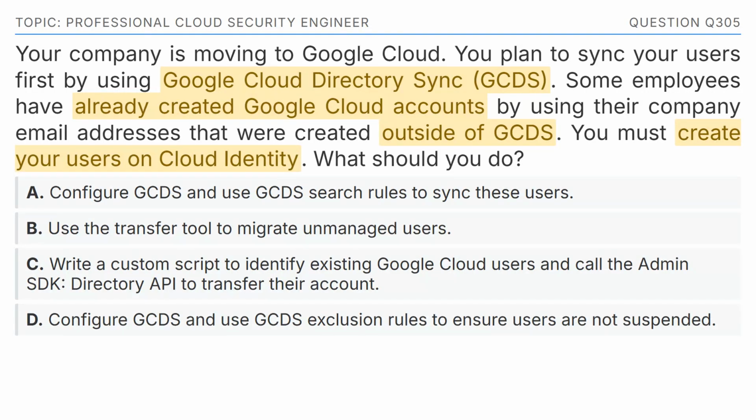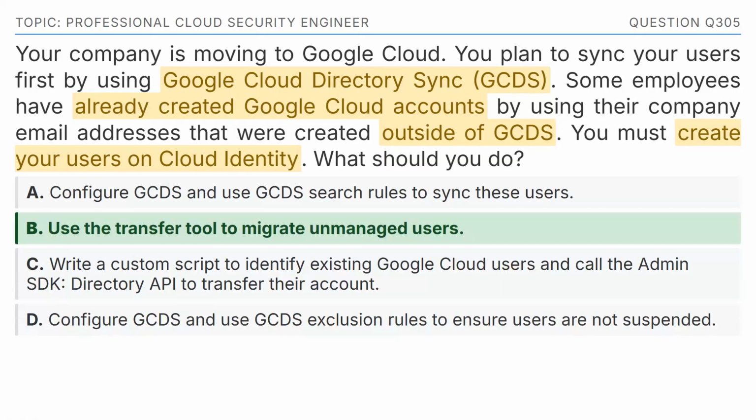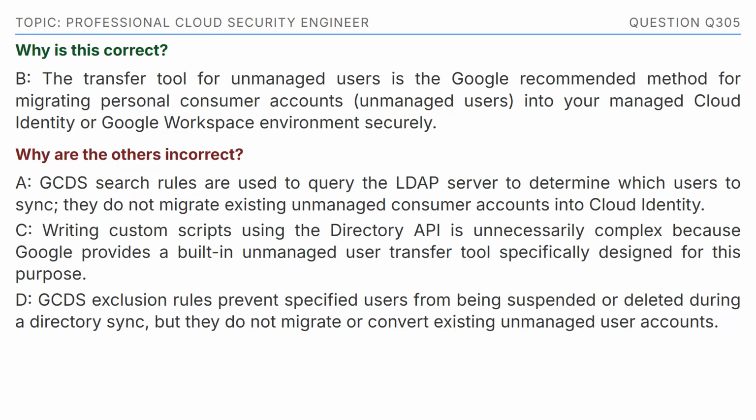To arrive at the correct answer, we focus on the keywords Google Cloud Directory Sync, GCDS, already created Google Cloud accounts outside of GCDS, create your users on Cloud Identity. The correct answer is option B, use the transfer tool to migrate unmanaged users. Why is this correct? B.